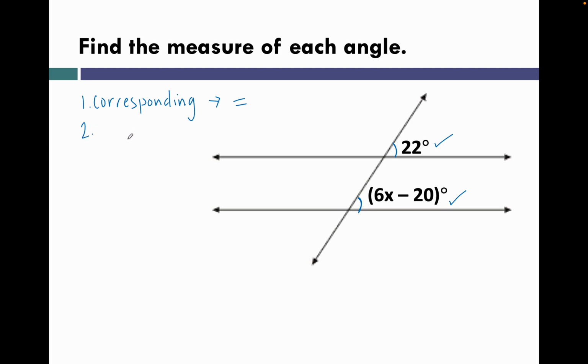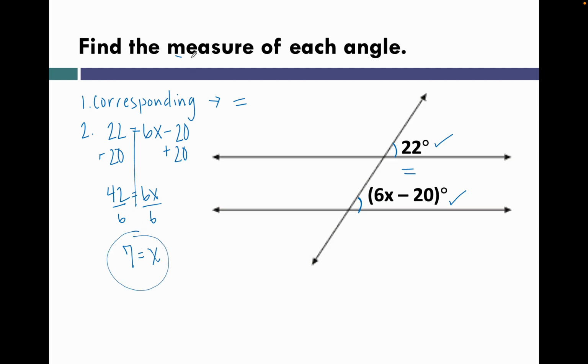The second thing we want to do is use that information to write an equation to show whatever we determine the relationship to be. So if they are equal to each other, then we need to write an equation to show that. So 22 is equal to this angle that's marked as 6x minus 20. They're equal to each other, so I put an equal sign between them. Now I solve that by adding 20 to both sides and dividing both sides by 6 to get a value of x of 7.